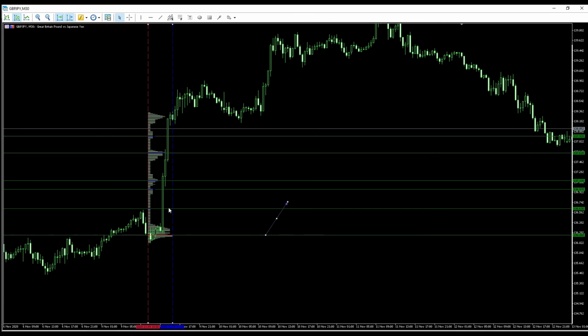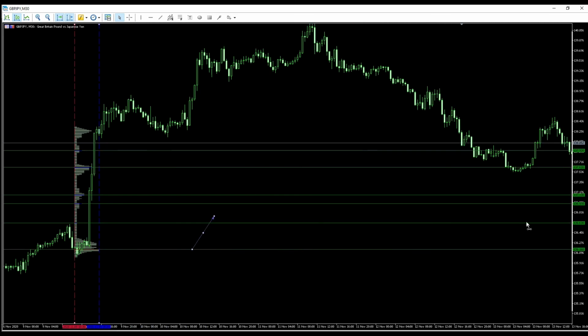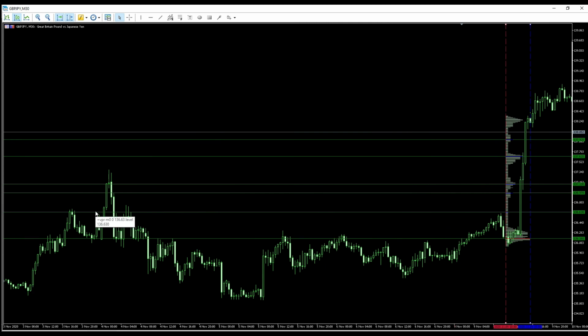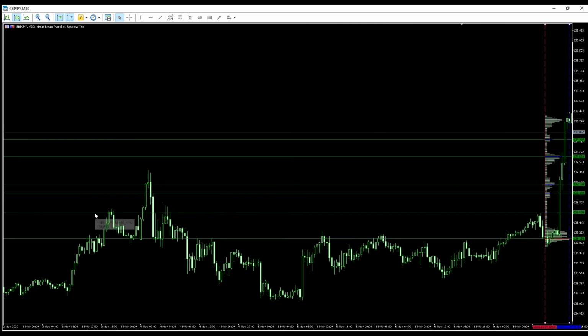So we notice that this level there, it was a resistance. So resistance becomes support. So you might actually expect it to become a support there. So let's just go back in history and see. Okay, we notice that this actually looks like a good resistance support.